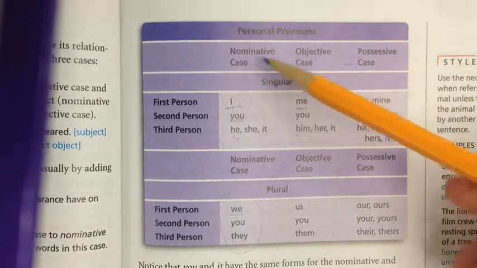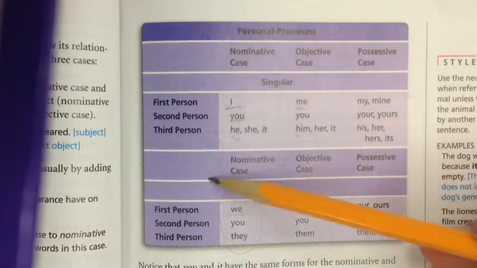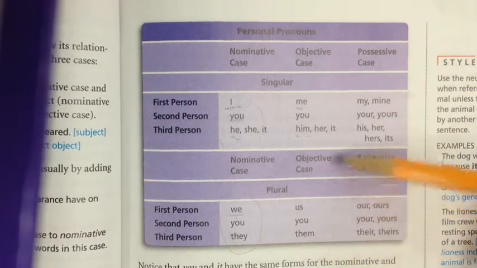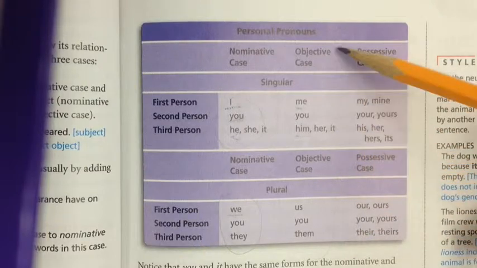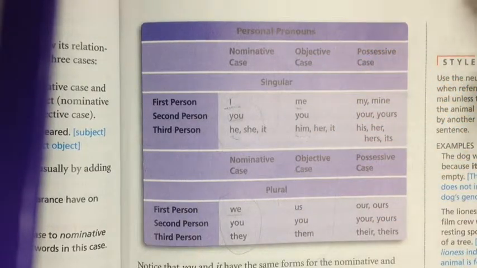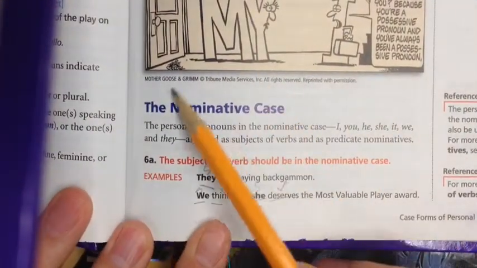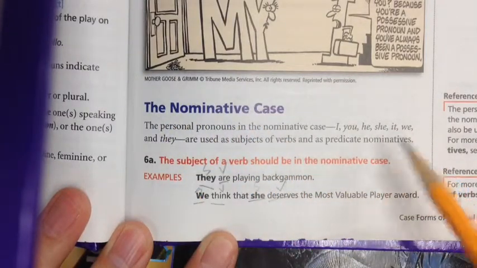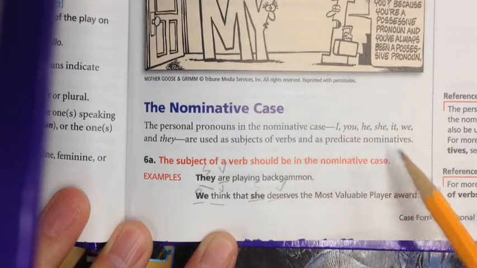Anyway, here's the rule. The nominative case is for subjects and predicate nominatives. The objective case is for everything else. The objective case would include direct objects, indirect objects, and objects of a preposition. Let's go ahead and move on to the first rule. The first rule here is about the nominative case. The personal pronouns in the nominative, I, you, he, she, it, we, and they, are used as subjects of verbs and as predicate nominatives.